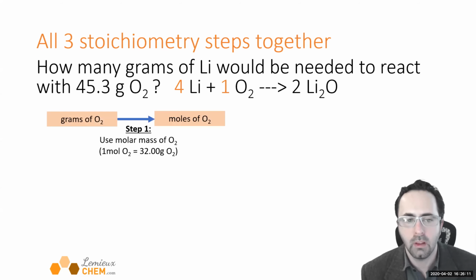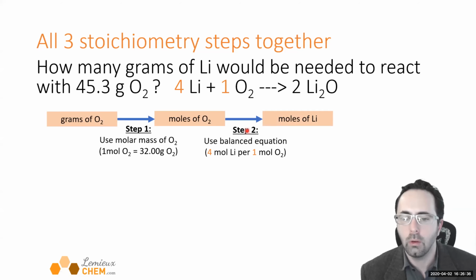But the first step in this problem was we were given grams of O2 and we needed to go to moles of O2. So to go between grams and moles, we used the molar mass of O2. Then in the problem, we were asked about lithium. So the next step was to go from moles of O2 and relate that to moles of lithium. For that, we used the coefficients in the balanced equation. That is step 2. Use the balanced equation. 4 moles of lithium react per 1 mole of O2.